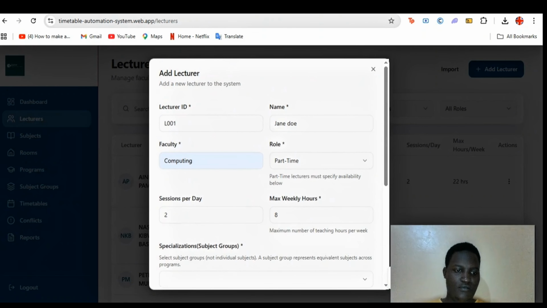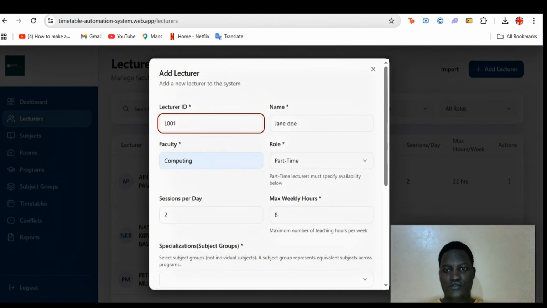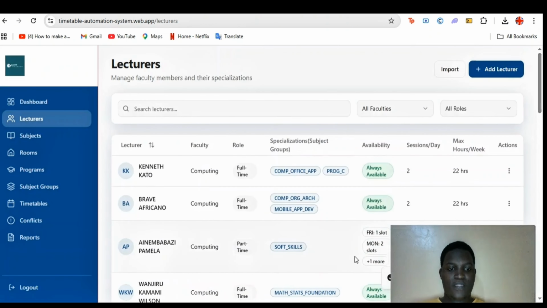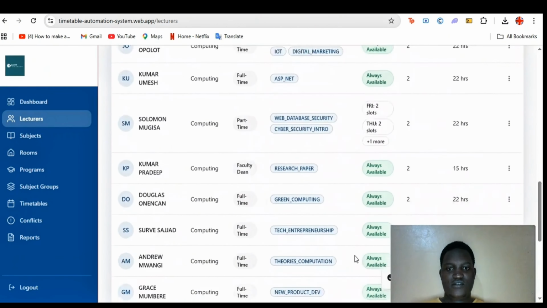So it tells me lecturer ID already exists because lecturer 001 is already there. So this simply means you must give unique IDs. So for lecturer IDs, you could probably use your employee ID numbers that are there. So that's maybe lecturer 51, and we add our lecturer. So our lecturer has been added.